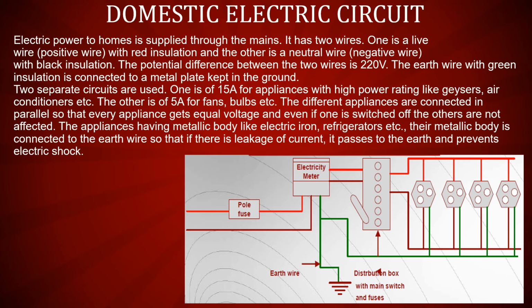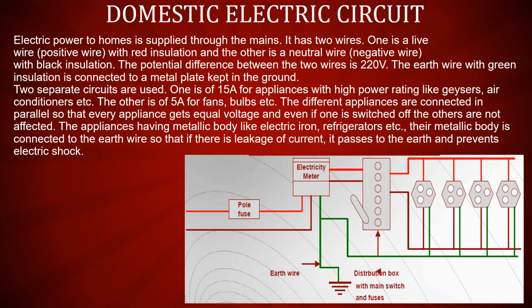Domestic electrical circuit. Electrical power to our household is supplied through mains. It has two wires. One is the live wire, the positive wire, which has red insulation, while the other is the neutral wire, the black wire, also known as the negative wire, with black insulation. The potential difference between the two wires is always 220 volts. The earth wire with green insulation is connected to a metal plate kept in the ground.